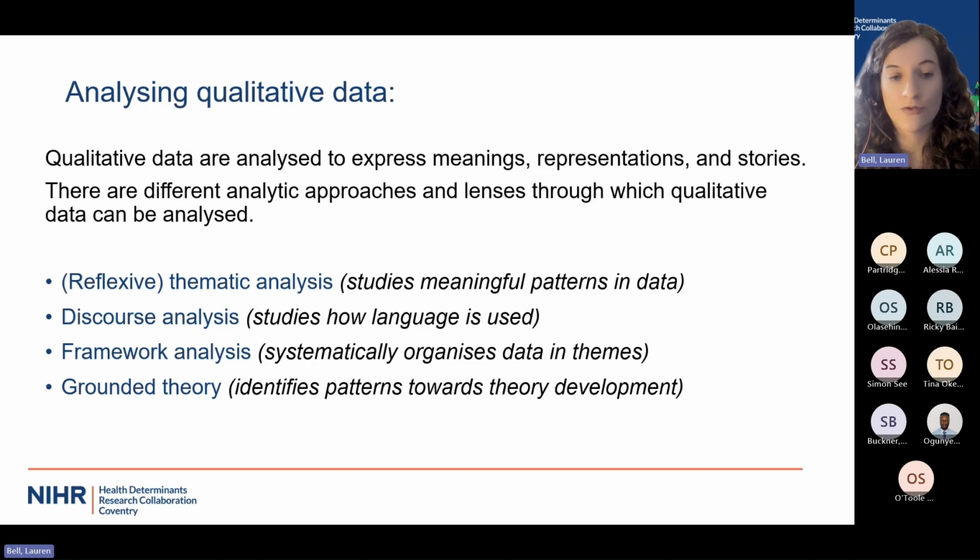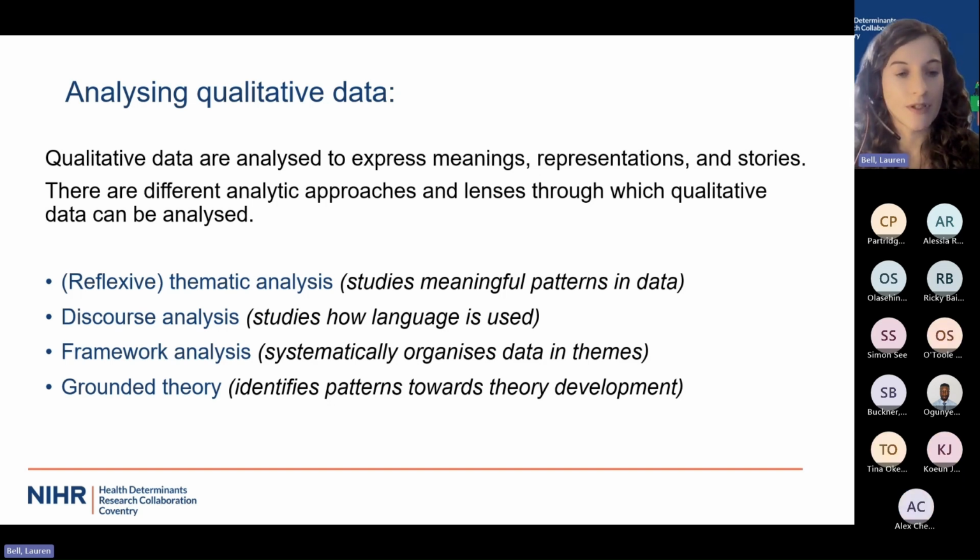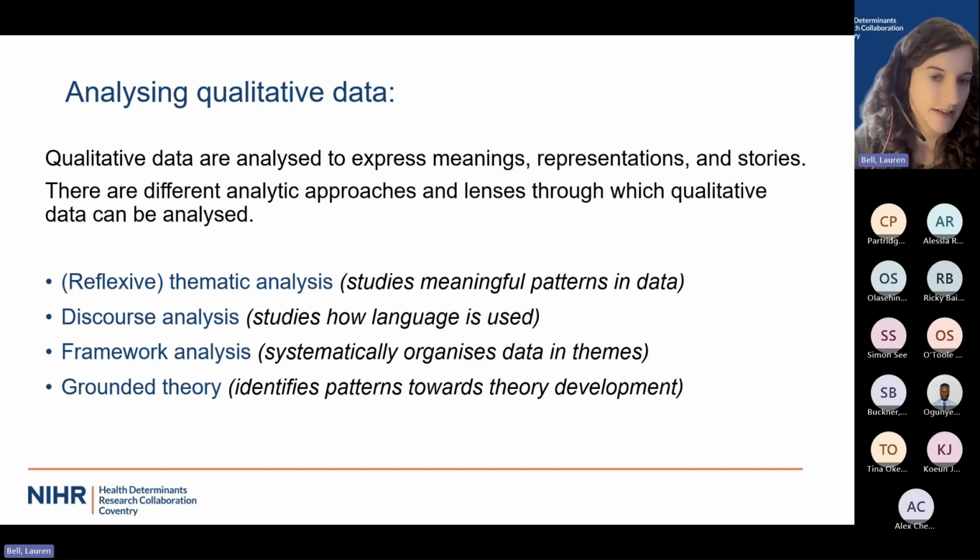Framework analysis is another approach where you'll take a more systematic approach to organising data into a framework, into themes. And grounded theory is another example. So whilst data can be used to test theories, a grounded theory approach is using qualitative data to generate a theory and then test the theory again. So these are just some of the ways. There are plenty more as well, but just to give you an idea that qualitative analysis can take many different forms as well.